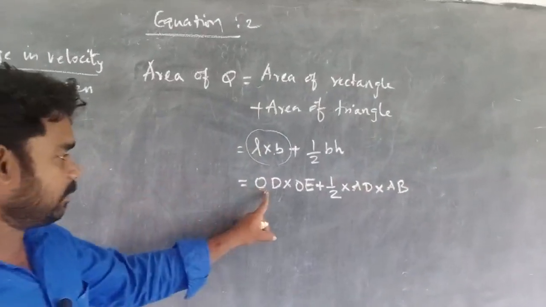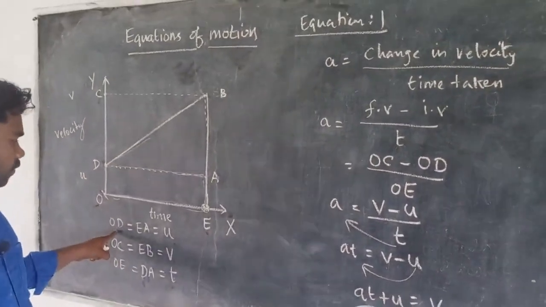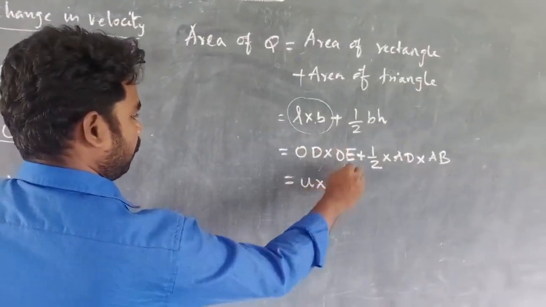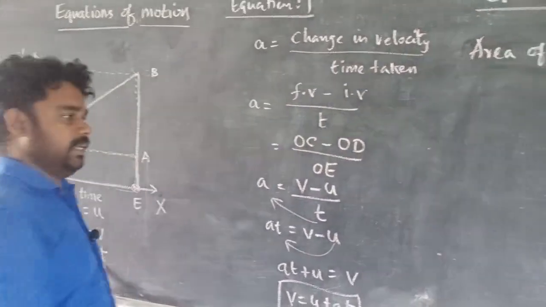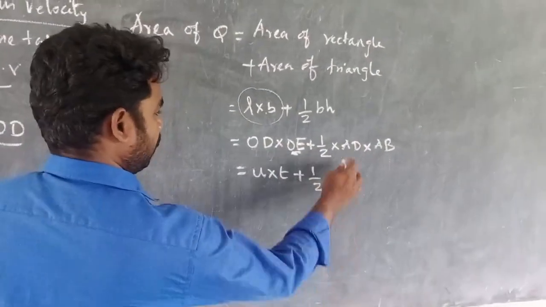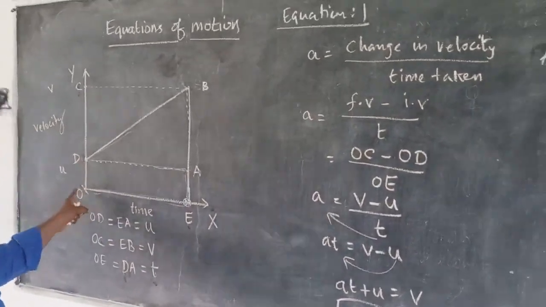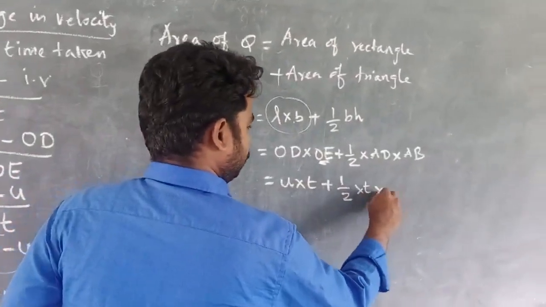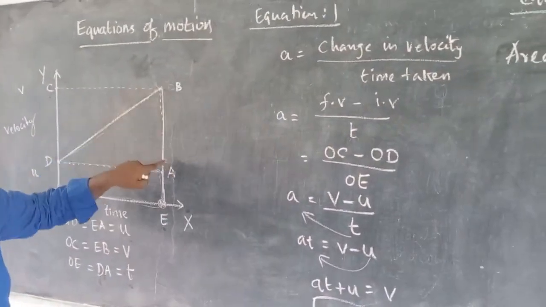Then we have to substitute the values here. Value of OD is U and value of OE is, what is the value of OE? It's T. So U into T plus 1 by 2. What is the value of AD? AD is equal to OE. It's equal to T into, what is the value of AB?